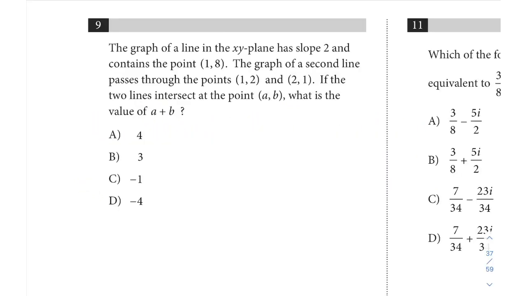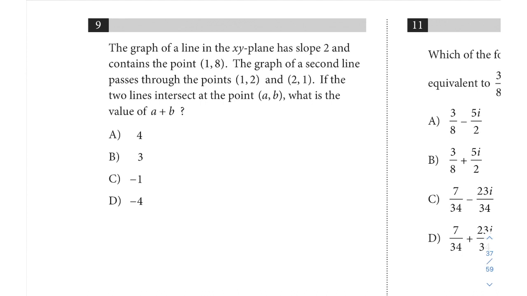Hi, this is Chris, and we are continuing with questions 9 and 10 in section 3 of SAT Practice Test 2. So let's take a look at number 9, which reads, the graph of a line in the xy plane has slope 2 and contains the point (1, 8). The graph of a second line passes through the points (1, 2) and (2, 1). If the two lines intersect at the point (a, b), what is the value of a plus b?